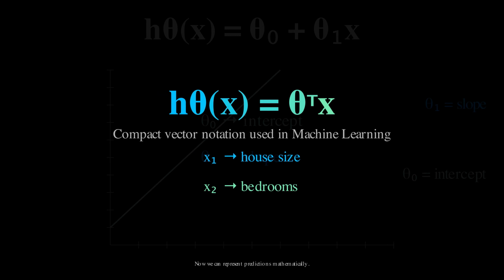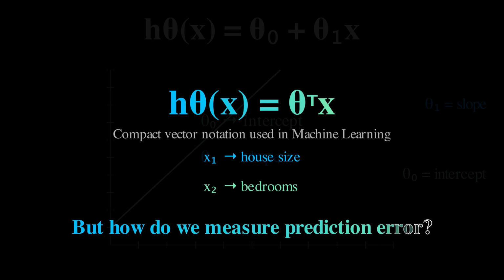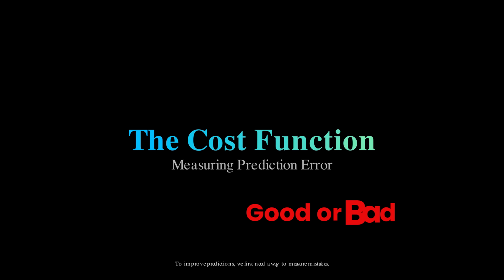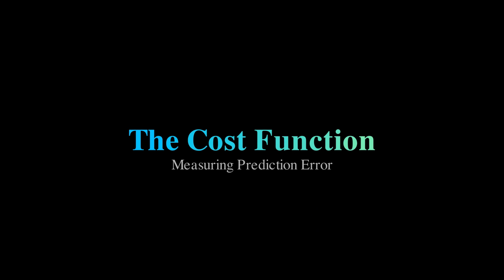Now we can represent predictions mathematically. But how do we measure prediction error? To improve predictions, we first need to measure how wrong they are. How does a machine know whether a prediction is good or bad? To improve predictions, we first need a way to measure mistakes. That measurement is called the cost function.